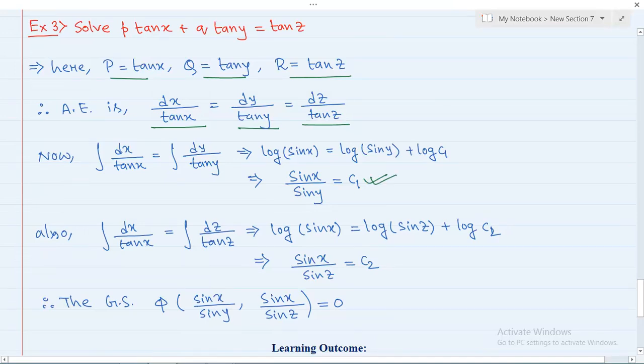Similarly, you can take any two other factors. I am taking the first factor with the third factor. So dx upon tan x, dz upon tan z, we have integrated and we got the answer as sin x by sin z equal to c2. So the general solution is phi of sin x by sin y, sin x by sin z, equal to 0. So these are the things that we have to do during the direct method.